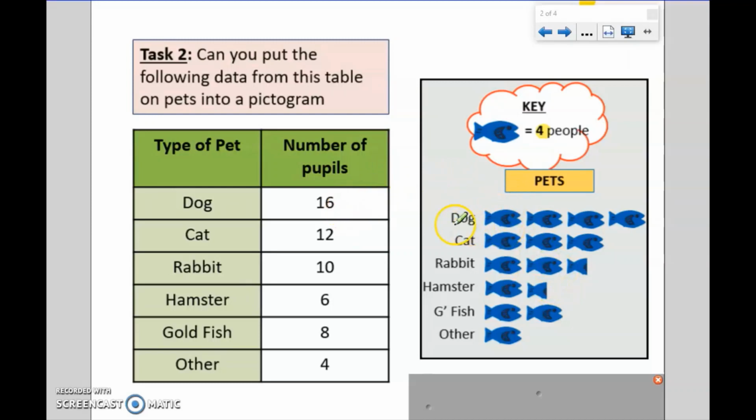For example, the dog frequency was 16, so I represented that by 1, 2, 3, 4 images, 4 times 4, associated with this 16 here. For hamster, we've got 1.5 images, 1.5 fishes, 1.5 times 4 is associated with this 6 here. Again, a little title across my data to give it some context.